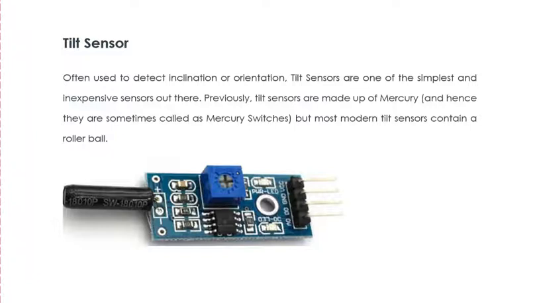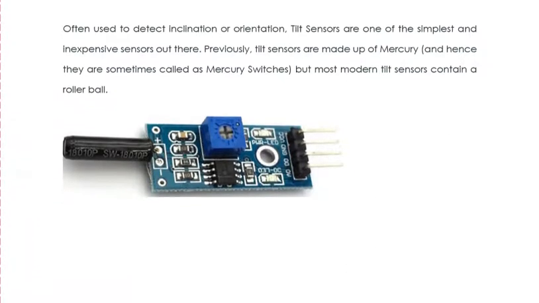Another one is tilt sensor, often used to detect inclination or orientation. Tilt sensors are one of the simplest and inexpensive sensors out there. Previously, tilt sensors were made of mercury, and hence they are sometimes called mercury switches. But most modern tilt sensors contain a roller ball.